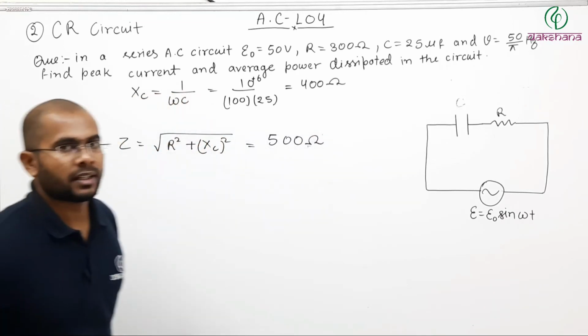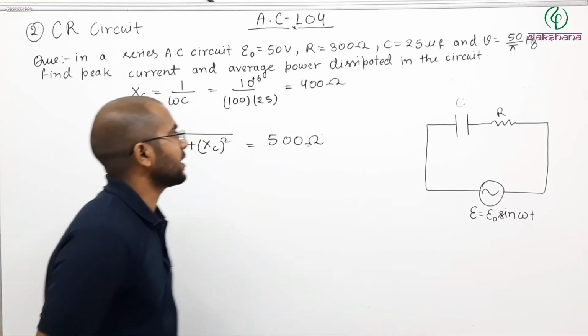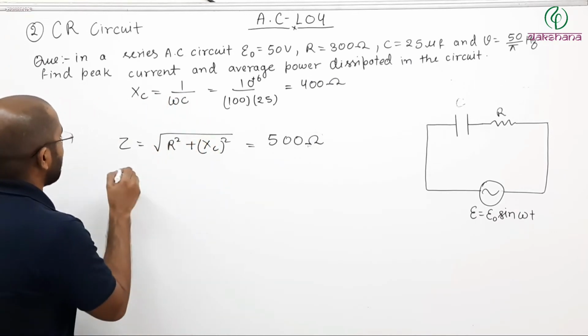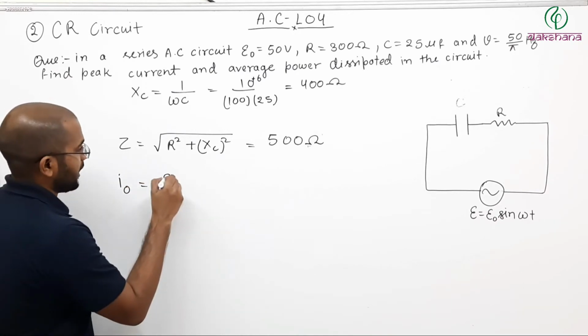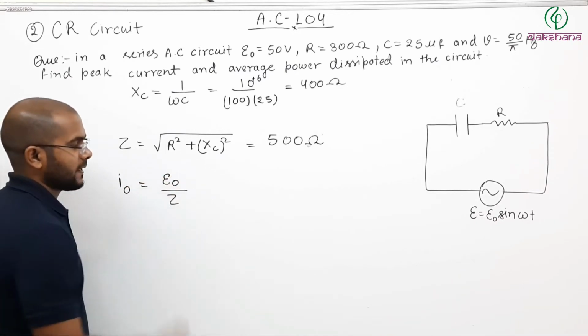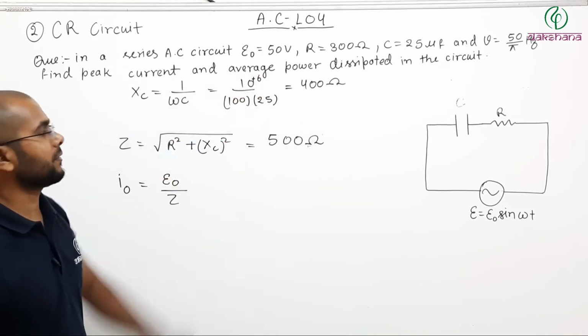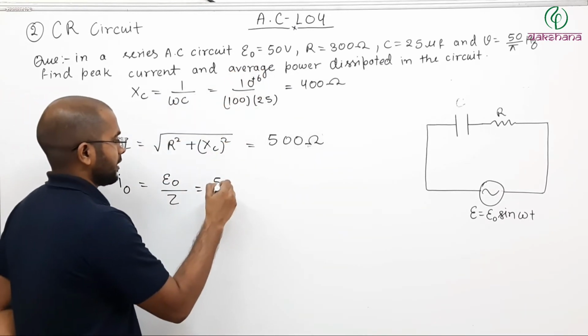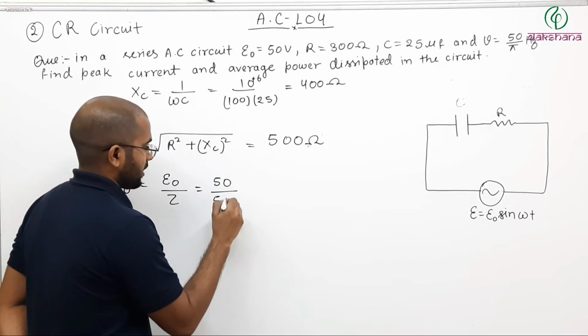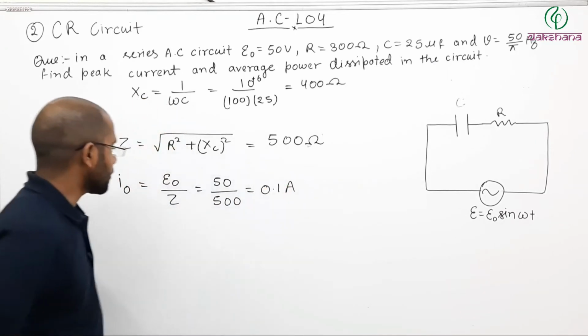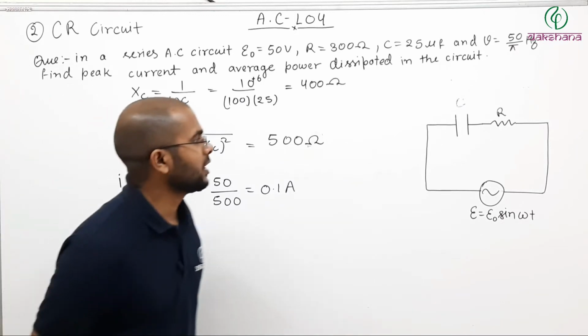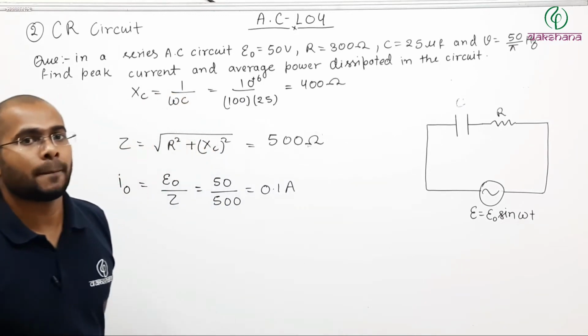So the effective resistance of your circuit is 500 ohm. So what will you write? Peak current, I naught. I naught is nothing but E naught divided by Z. And what is E naught? 50. So 50 divided by 500, that is nothing but 0.1 ampere. So peak current in your circuit would be 0.1 ampere.